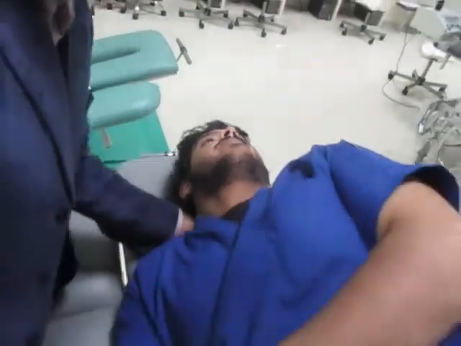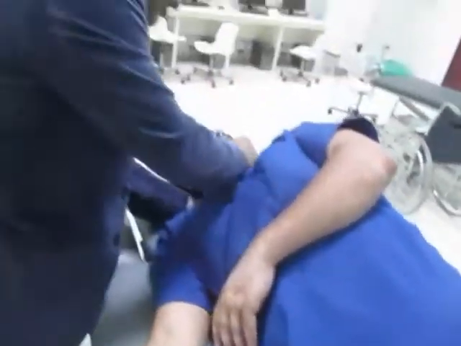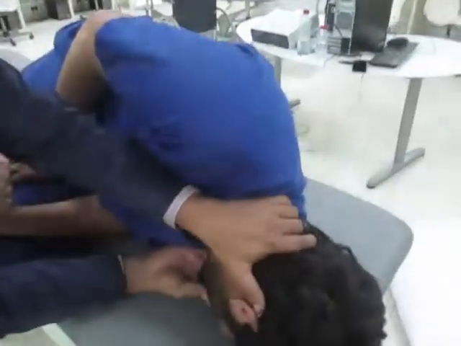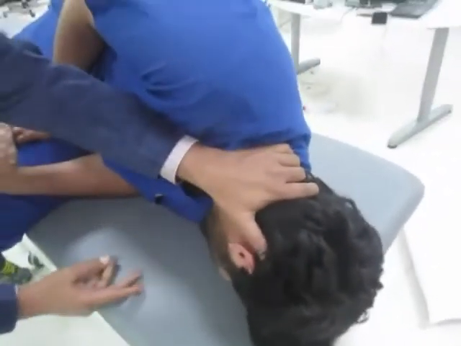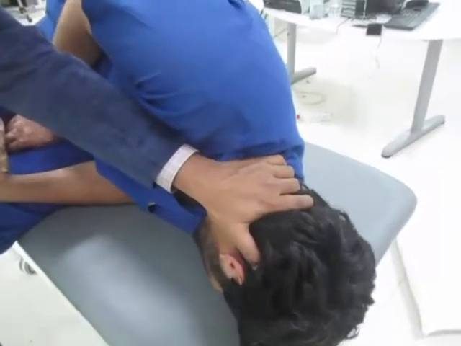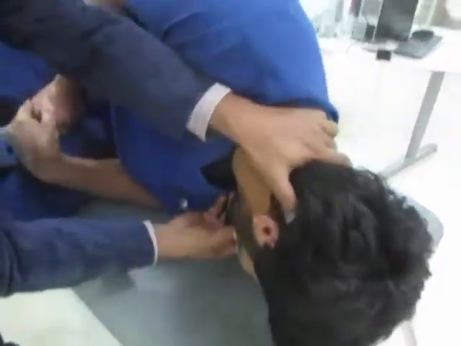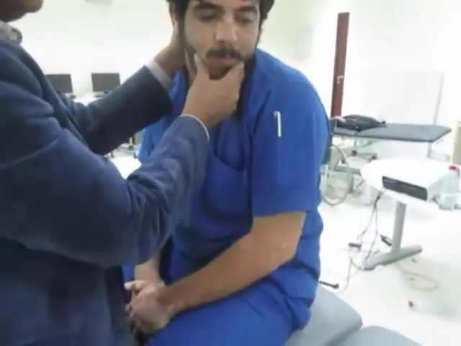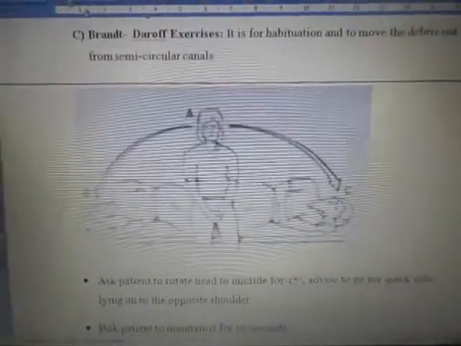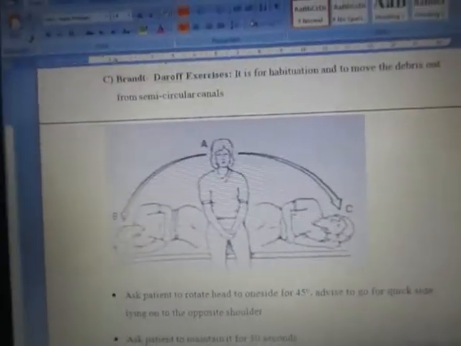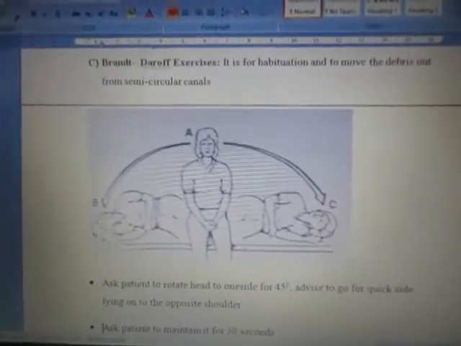Once it is settled down, keep your legs down. Now suddenly, with so much force, you have to get to the affected side and see for any nystagmus and vertigo. If there is anything, let it subside. Okay, then slowly get the patient back to normal. This is an exercise which the patient will do, an exercise he can do at home. So it is for habituation and to move the debris out from the semicircular canals.